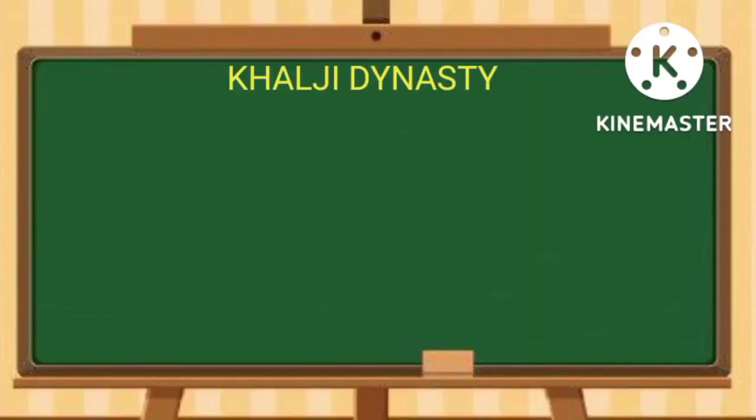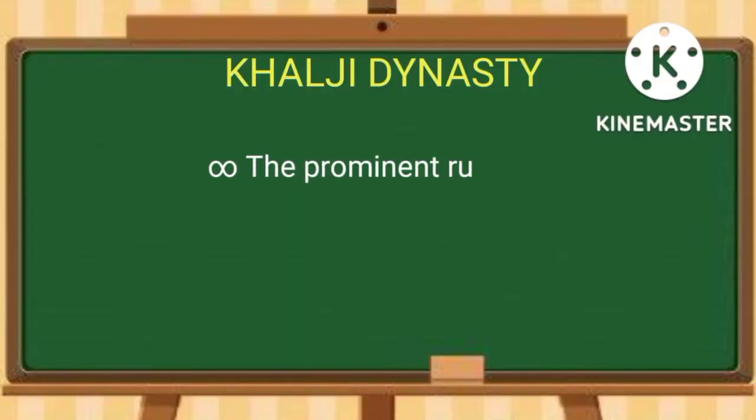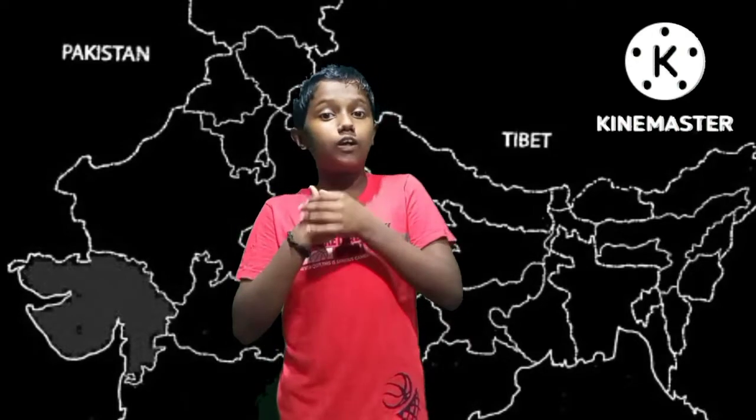After the reign of the Mamluk dynasty, came the Khalji dynasty, which succeeded the Mamluk dynasty. Do you know who is the prominent ruler of the Khalji dynasty? The prominent ruler of the Khalji dynasty is named Alauddin Khalji. He was a ruler from the Khalji dynasty who captured Delhi and Gujarat.